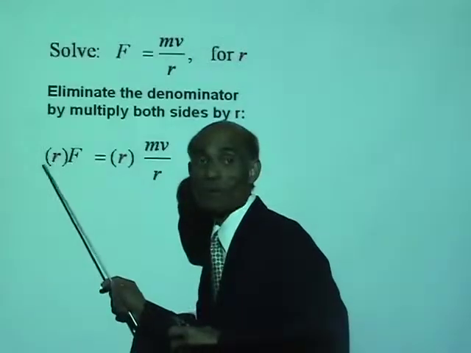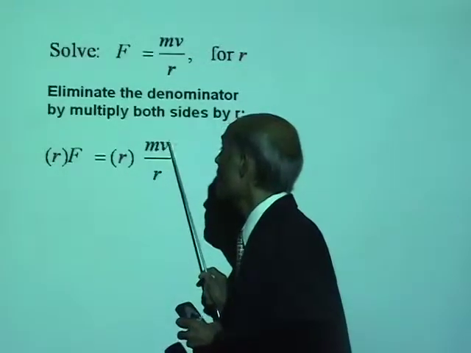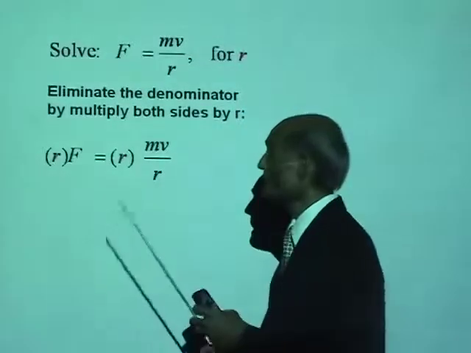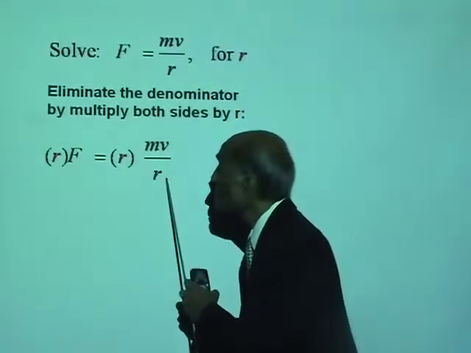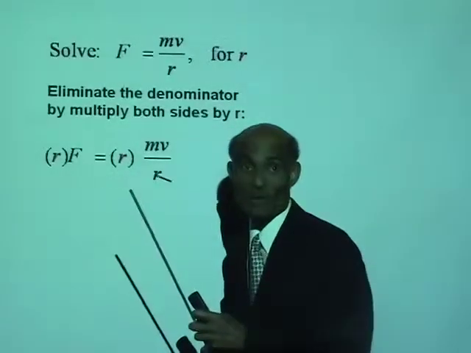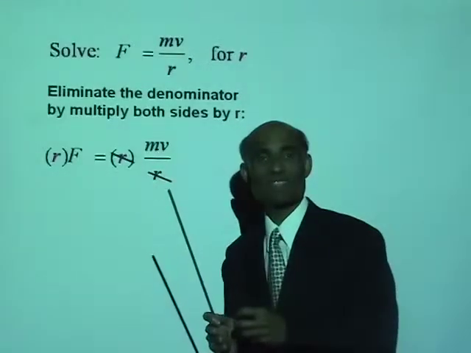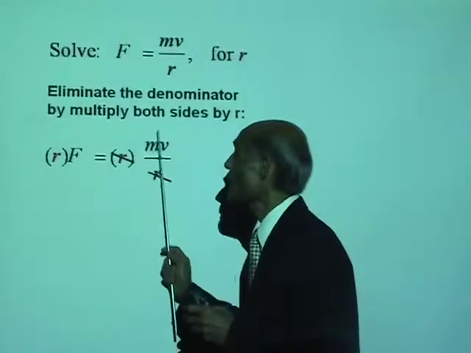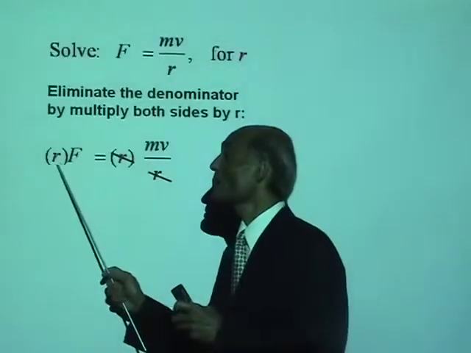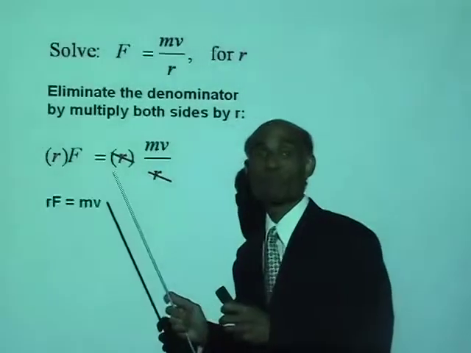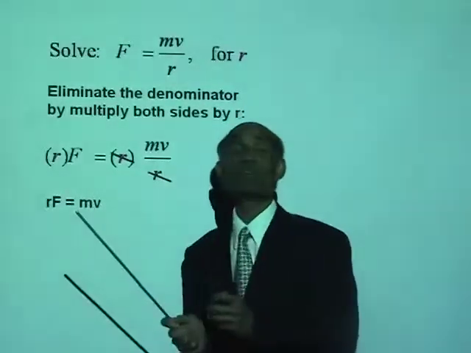So r multiplied by f equal to r multiplied by mv over r. Alright, this r is on the numerator, this is on the denominator. That means these two will cancel. That is our idea. The r on the denominator cancels with the r on the numerator. So what is our right side now? Our right side is m times v. Our left side is r times f. So we have r times f equal to m times v.